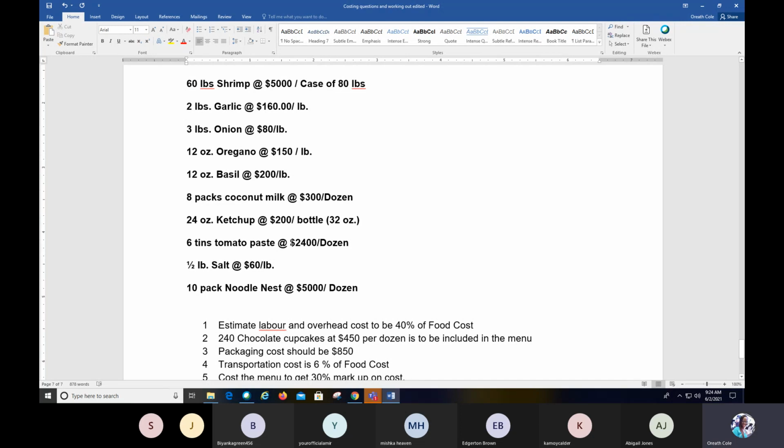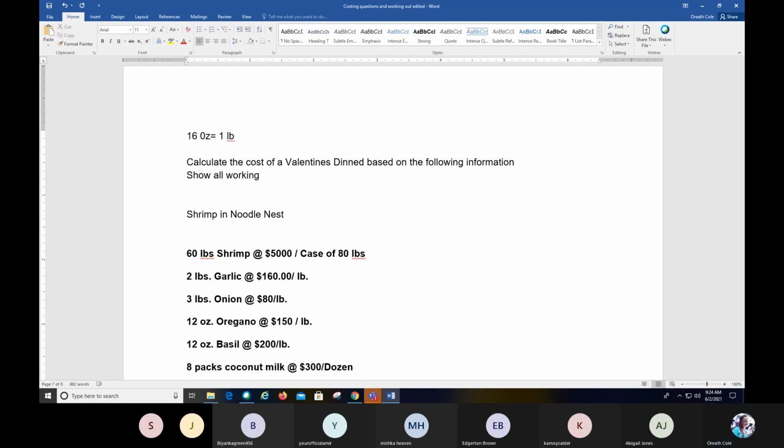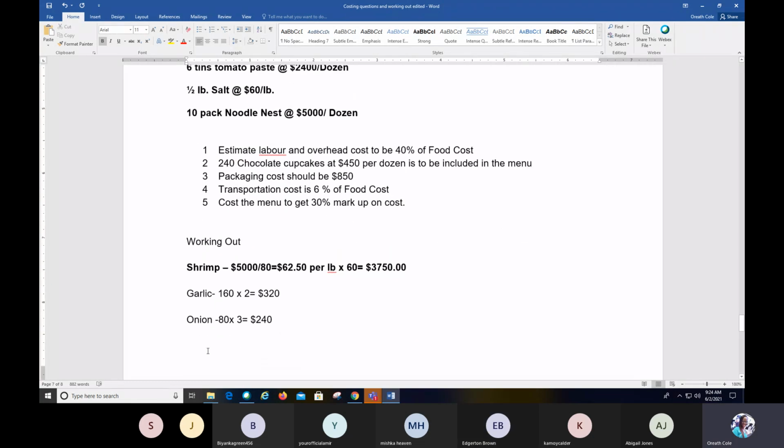Oregano. Who is going to work out the oregano now? Please remember this at all times: 16 ounces equal 1 pound. Make that sink in your head. 16 ounces equal 1 pound. Now look at that one now. Is it basil or oregano? Oregano.